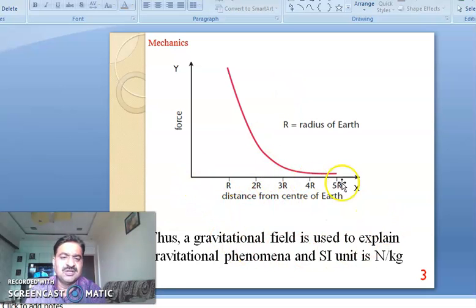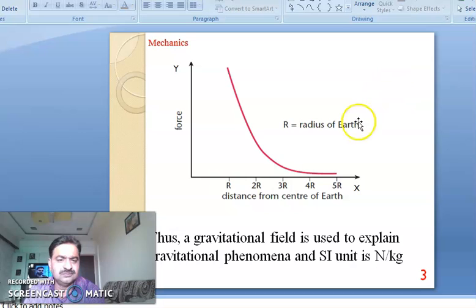You see along the x-axis, it is given distance of the massive body from the center of the Earth. Along the y-axis, it is given what? Force. I mean, force is a dependent quantity on distance of the body from the center of the Earth. Here R stands for the radius of Earth, 2R twice the radius, 3R thrice the radius, 4 times the radius, 5 times the radius, and so on.